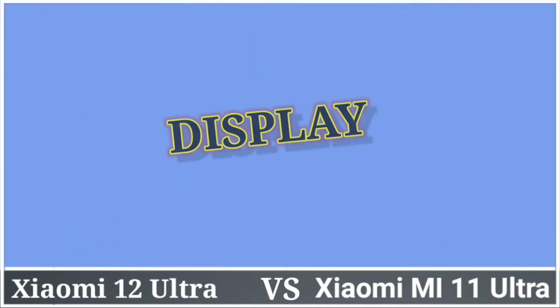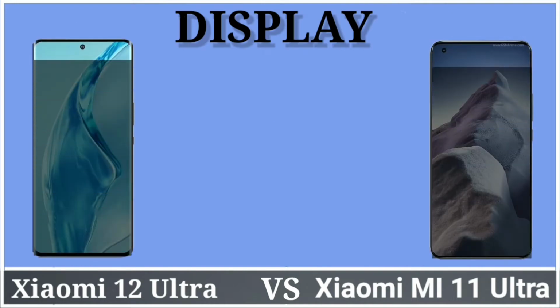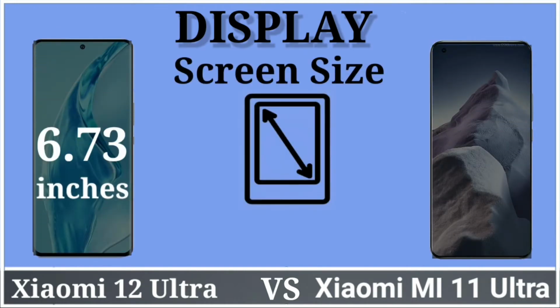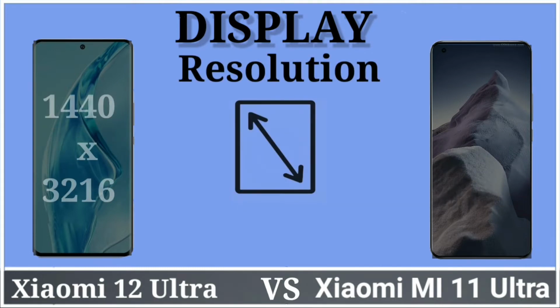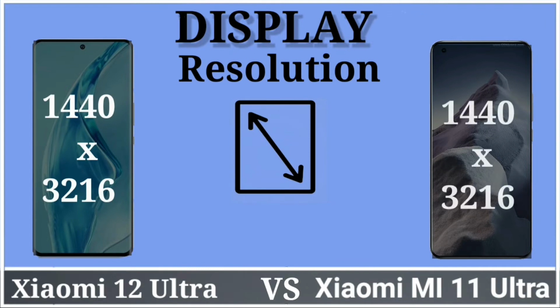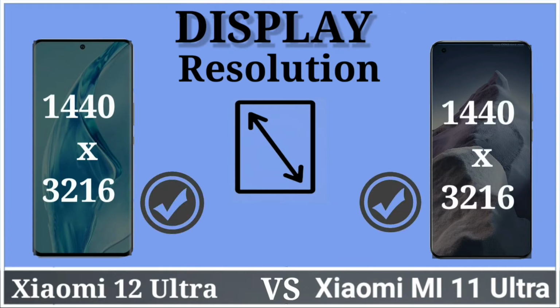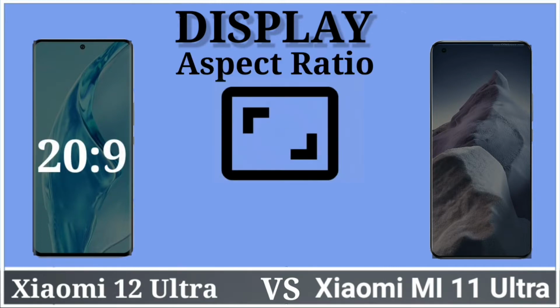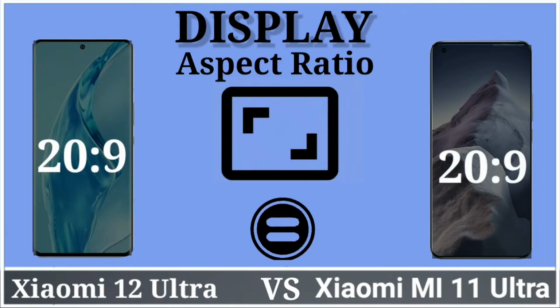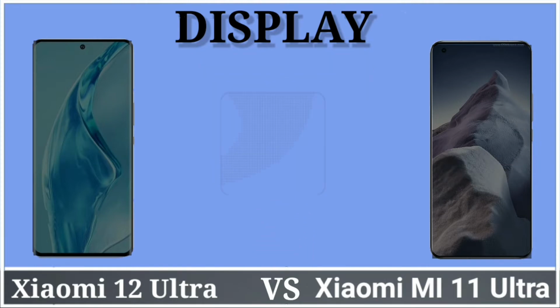Let's talk about display in depth. I start with screen size. 12 Ultra has 6.73 inches screen size and 11 Ultra has 6.81 inches screen size. Resolution. 12 Ultra has 1440p resolution and 11 Ultra is also the same. Aspect ratio. 12 Ultra and Xiaomi 11 Ultra, both phones have 20:9 aspect ratio.